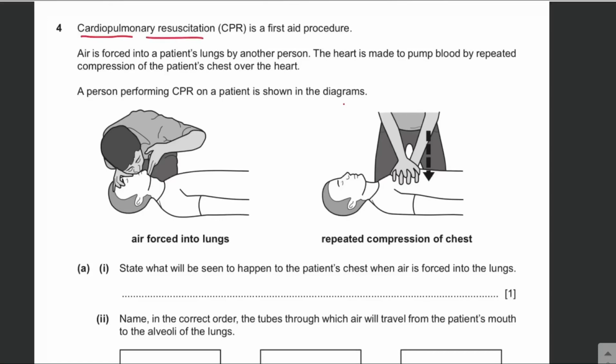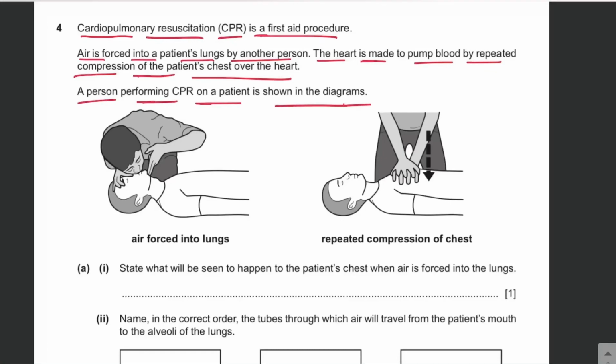Cardiopulmonary resuscitation or CPR is a first aid procedure. Air is forced into a patient's lungs by another person. The heart is made to pump blood by repeated compression of the patient's chest over the heart. A person performing CPR on a patient is shown in the diagrams. So guys, what is CPR? CPR is known as cardiopulmonary resuscitation, and this is a procedure in first aid, right?